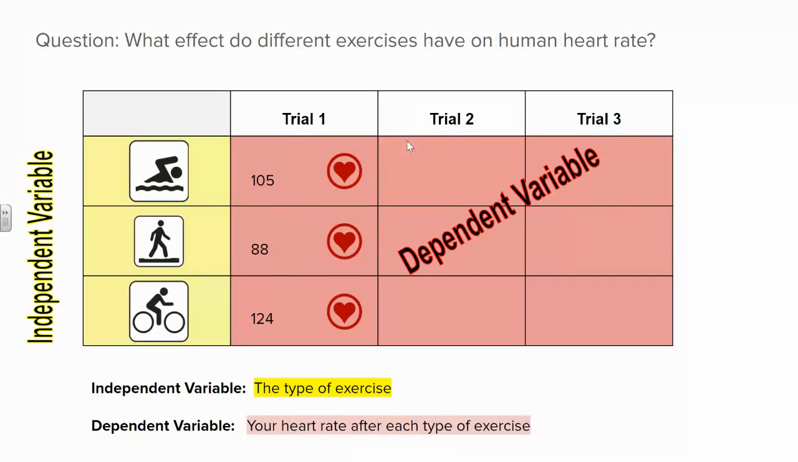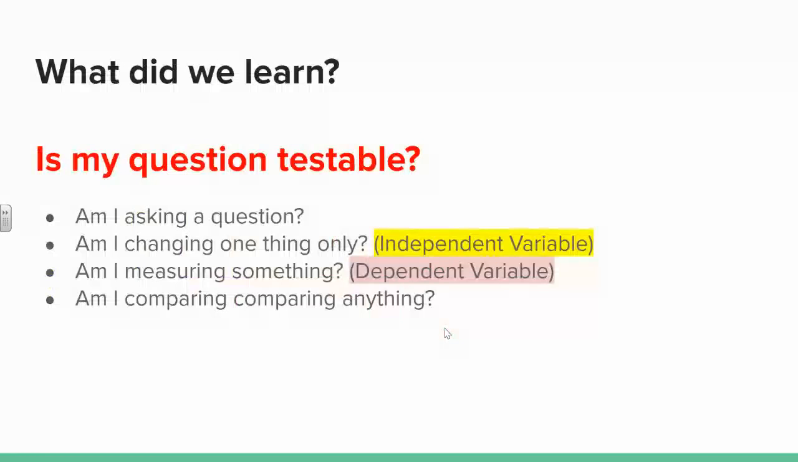And we obviously want to do this multiple times, as we always want to do in science, to have multiple trials. So here, what do we learn? Is my question testable? Make sure you ask yourself, am I asking a question? Am I changing one thing only? Do I have an independent variable? And am I measuring something? Do I have a dependent variable? And lastly, am I comparing anything?